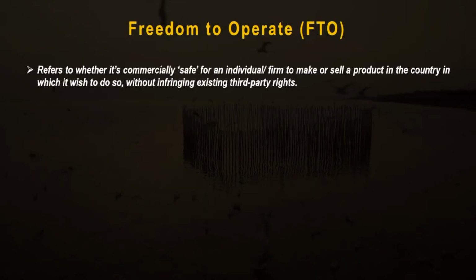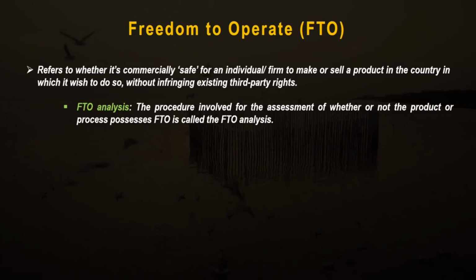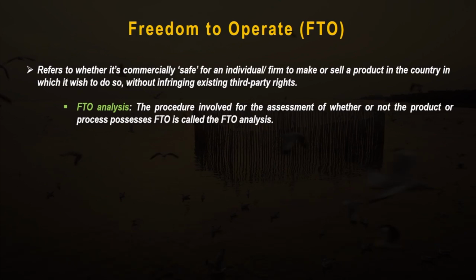For this, learners, you will have to do an FTO analysis, freedom to operate analysis. The procedure involved for the assessment of whether or not the product or process possesses FTO is called the FTO analysis. Basically, this FTO analysis involves dividing the entire product or process into its basic fundamental components, and then each fundamental component will be checked if it is free from any attached intellectual property rights.